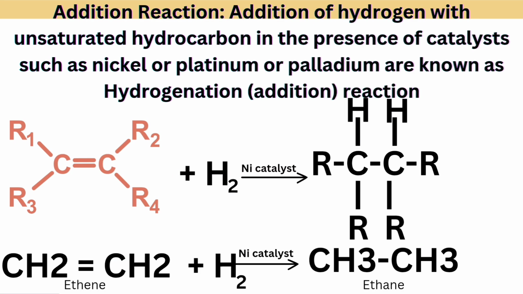The third is addition reaction. The addition of hydrogen with unsaturated hydrocarbon in the presence of some catalysts like nickel, platinum or palladium gives a saturated hydrocarbon. Some example is here. When ethene is added with hydrogen with catalyst nickel, then it gives ethane. This is also known as hydrogenation addition reaction.